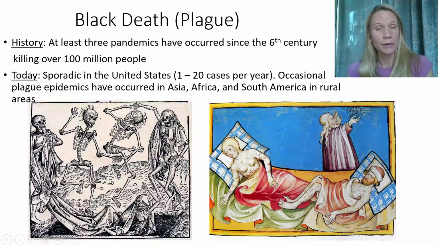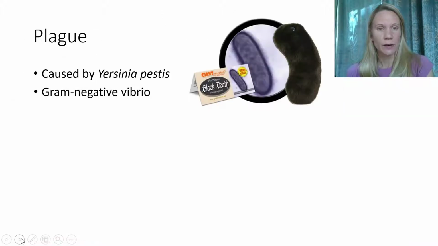This is an example of a zoonotic disease. So remember, zoonotic means a disease that crosses into humans from wildlife, from animals, and one of the major mechanisms of transmission is spread from animal to human. Nowadays, we know that this disease, plague, is caused by the bacteria Yersinia pestis, a gram-negative Vibrio, a little curved rod.